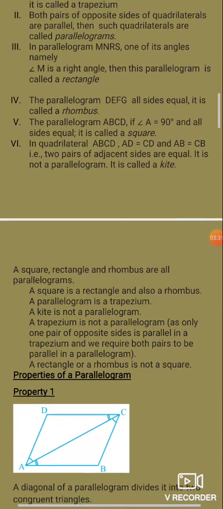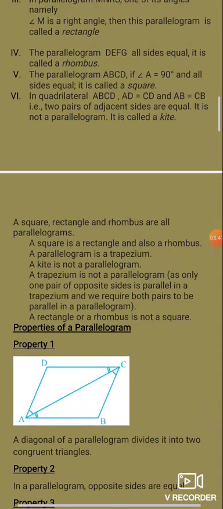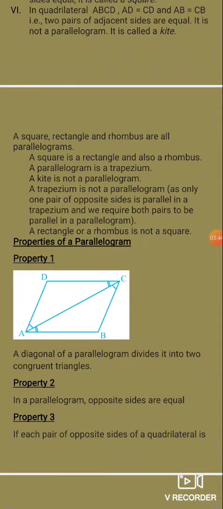Now some properties of a parallelogram. All these are theorems, but the theorem proof is not important for you, so we can consider them as properties. First one: the diagonal of a parallelogram divides it into two congruent triangles. Congruent triangles have an easy proof. When we join this, all these angles are equal. Then the next theorem is that opposite angles are equal.